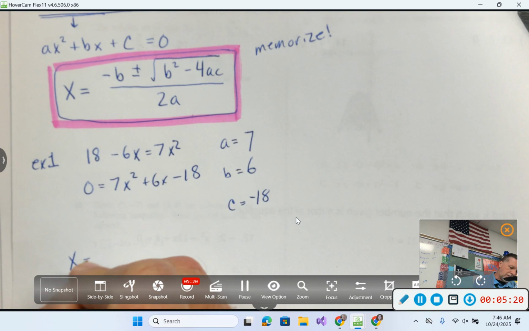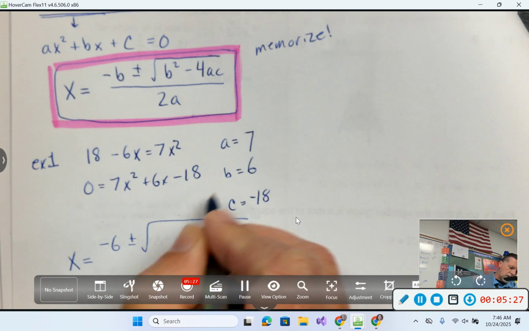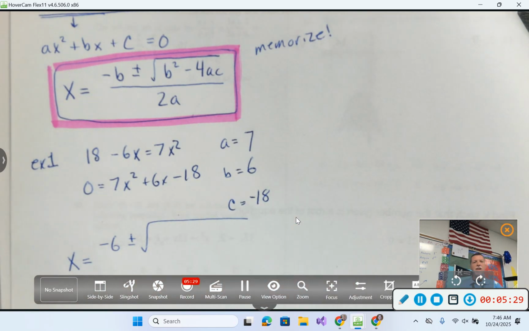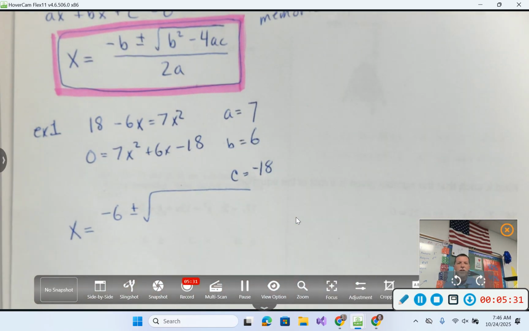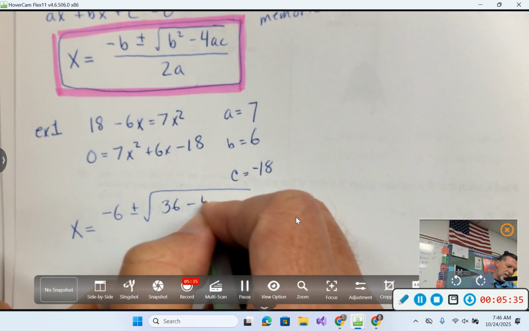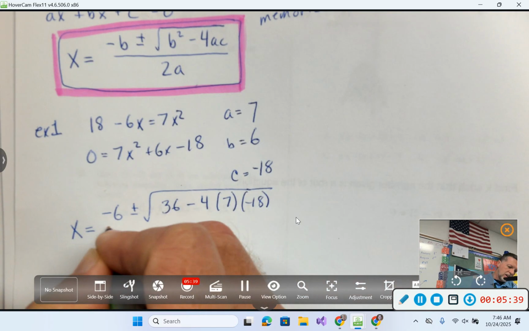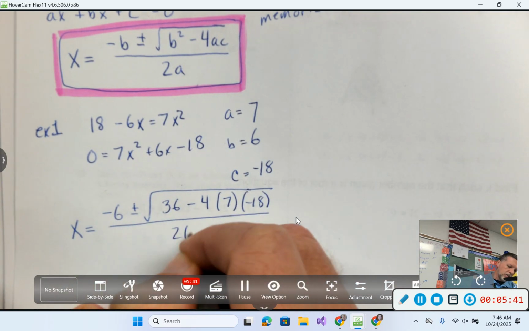Okay, x equals negative b plus or minus the square root of b squared. I can do a little mental math on the way here. What's b squared? 36 minus 4ac, all over 2a.